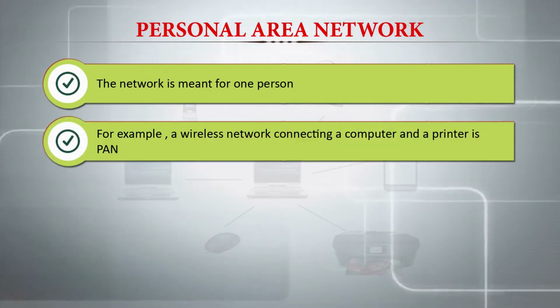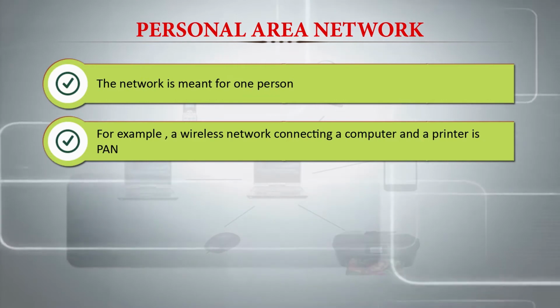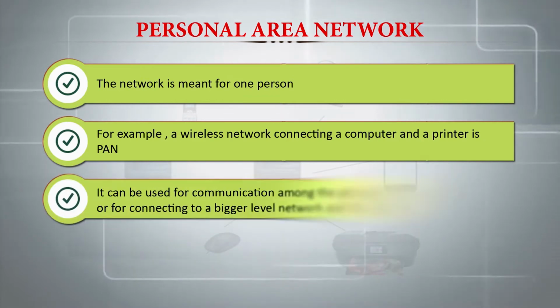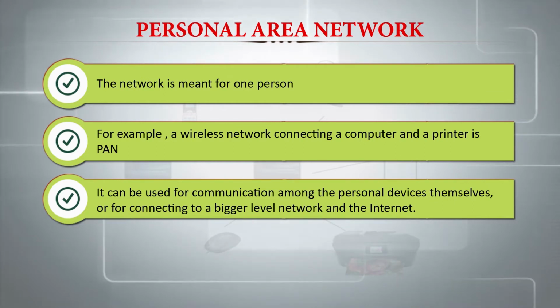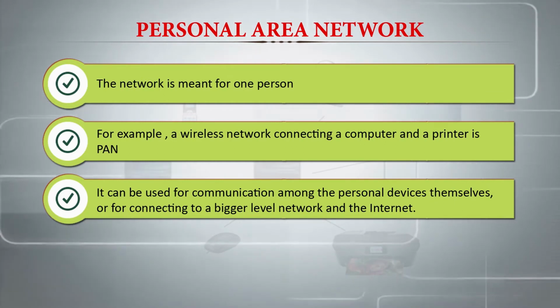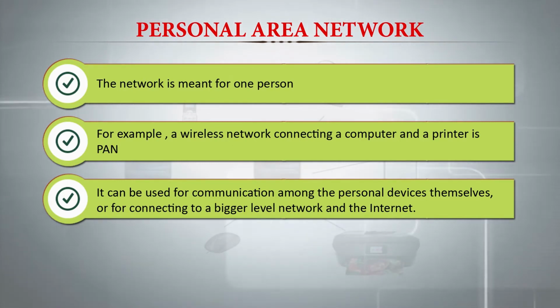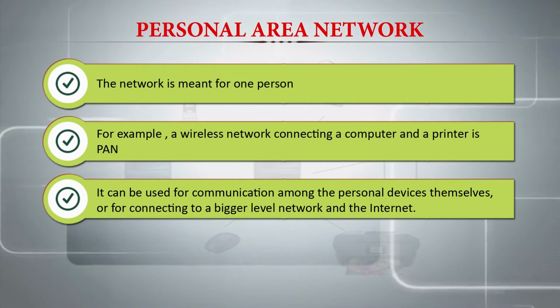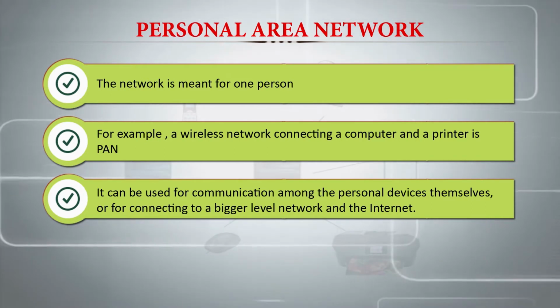For example, a wireless network connecting a computer or a printer is an example of a personal area network. It can be used for communication among the personal devices themselves, or for connecting to a bigger network and the internet. But by personal area network we mean that one person is working with these kinds of devices, and how they are connected. So the personal area network is there.